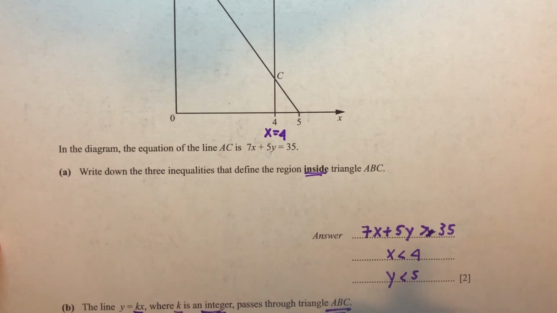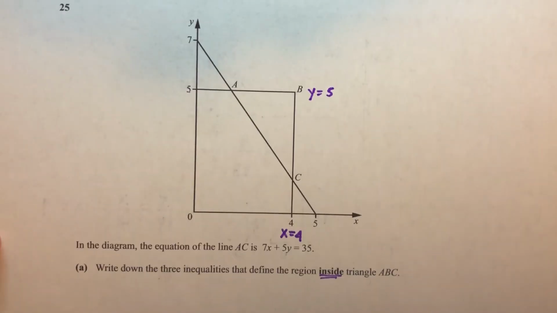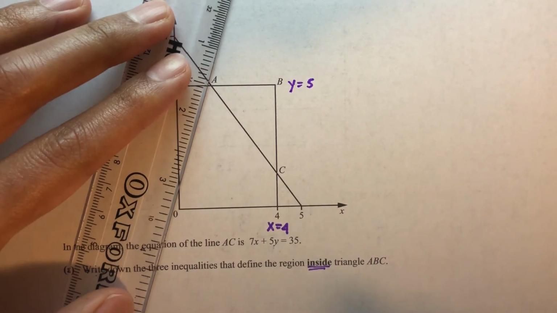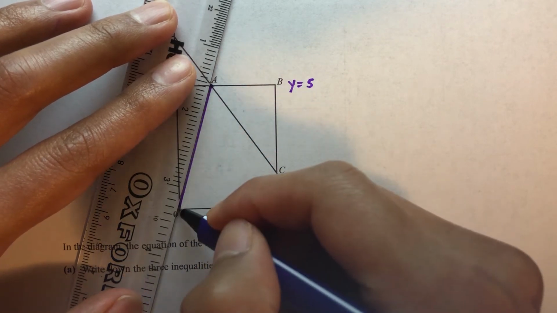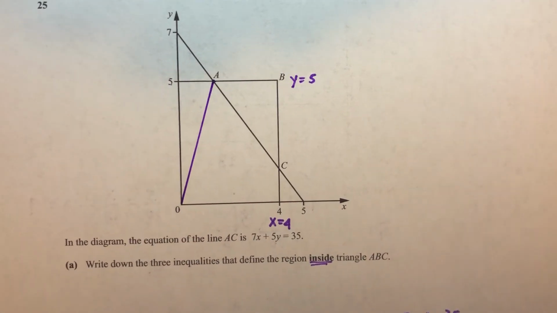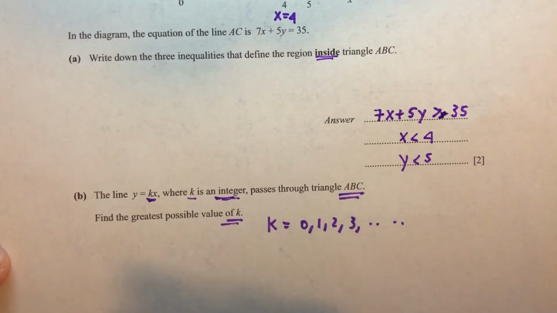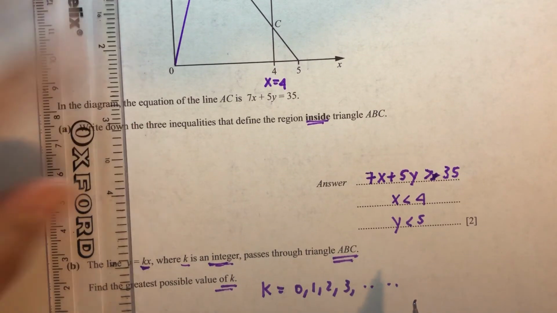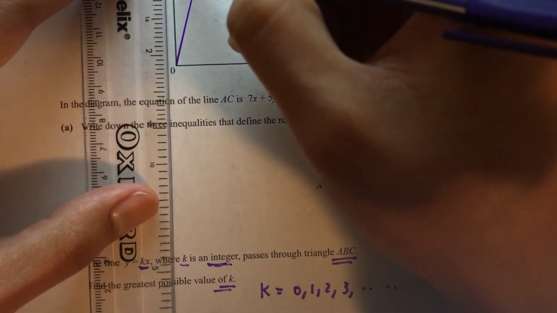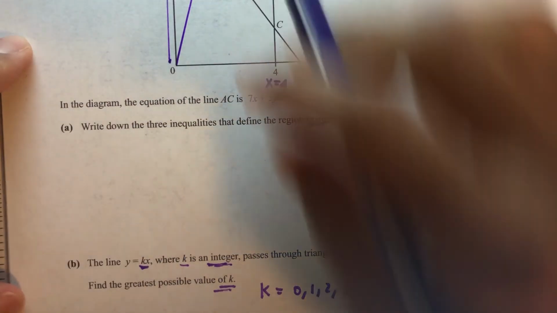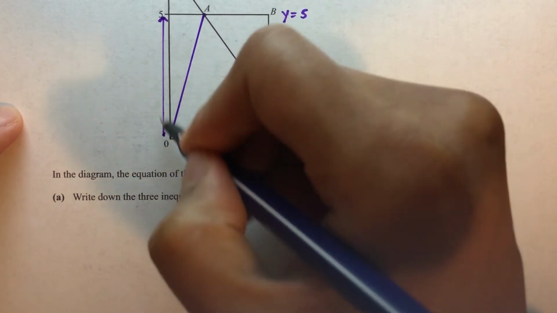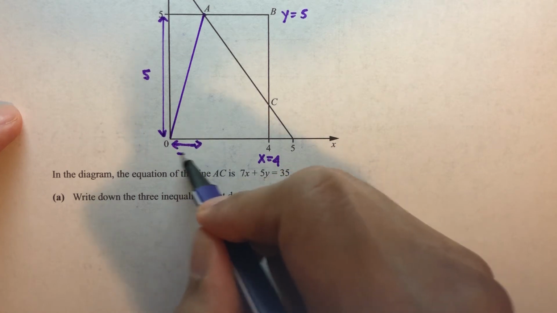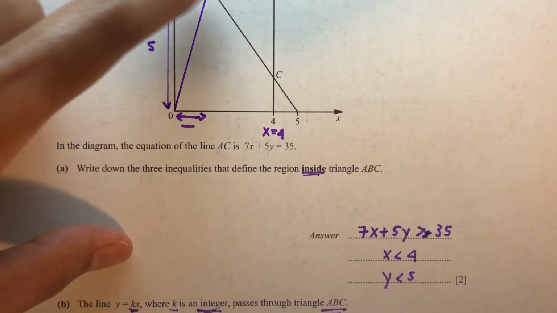So one way to find the maximum value of k is to find the gradient of the line OA. So let's find the gradient of the line OA. Okay, so the height we know already is 5. This height, that's the height 5. We need to find this width, this length. So what are the coordinates of A?